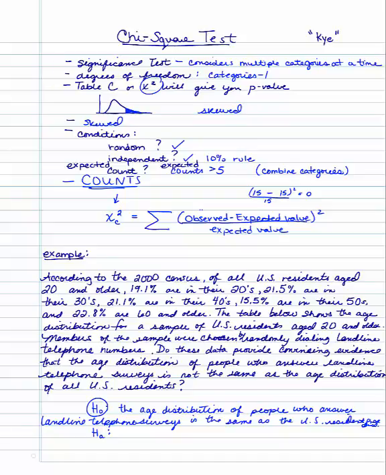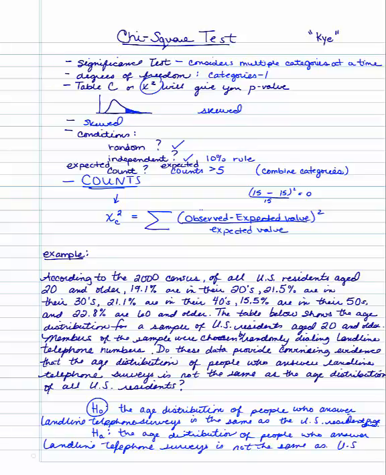And for our alternative hypothesis, we would be saying is not the same. So the same type of question or statement is not the same as U.S. You get the picture. Resident age distribution.